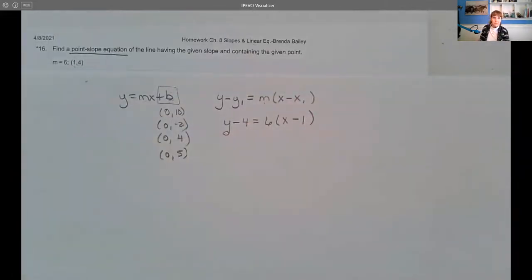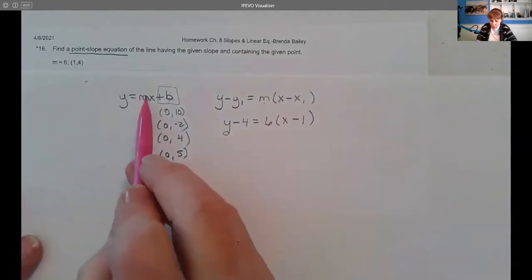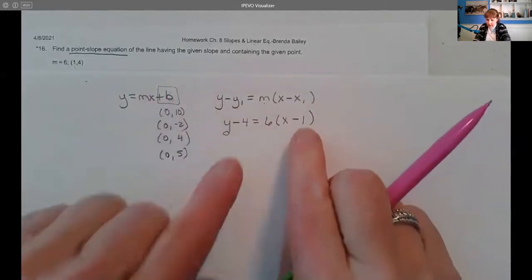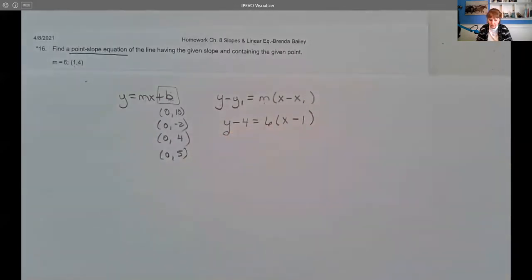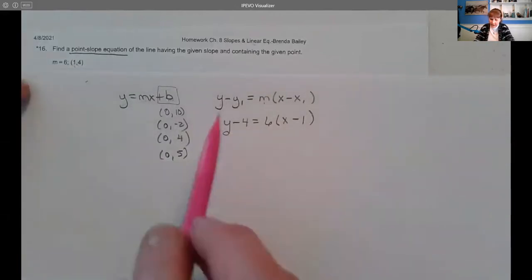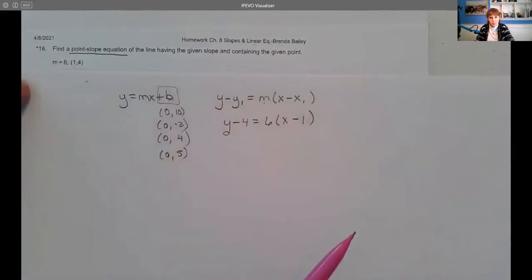And there's your point slope. So you can see, this is the slope intercept. This is the point slope form of the equation. And we have a couple more to practice. So again, which one you would want to use depends on what you're given.